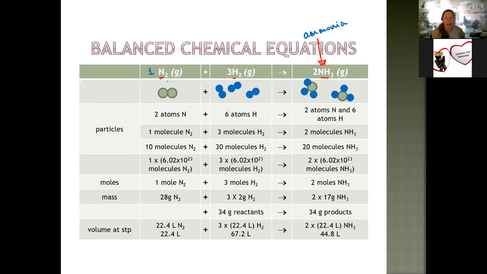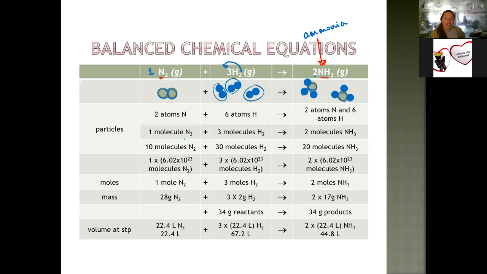We need one molecule of N2. So here's that one N2. We need 3 molecules of H2. There's 1, 2, 3 molecules. Each of those little blue guys is a hydrogen atom. And then we can make 2 molecules of NH3. 1 N and 1, 2, 3 H's. 1 N, 1, 2, 3 H's. So that balanced equation tells us that I'm going to take 2 atoms of nitrogen and 6 atoms of hydrogen. 2 times 3 makes 6. Then I can have 2 atoms of nitrogen and 6 atoms of hydrogen, just like I started with. Conservation of matter, right? 2 nitrogens, 6 hydrogens.